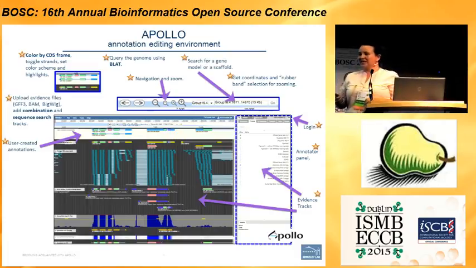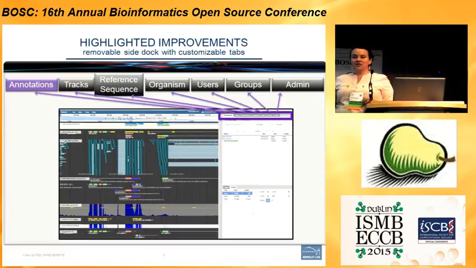This is what Apollo looks like, and this is what you were used to if you have ever used Web Apollo. This is the new annotator panel, and all of the tools that you're accustomed to, such as the user-created annotations track, being able to upload your files, query the genome using BLAT, and all of those are still there. This is the panel that has all of the new things. We now have the ability to look in detail at the annotations, look in detail at each of the tracks, the reference sequence, as well as conduct certain administrative functions from the window, which was not available before.